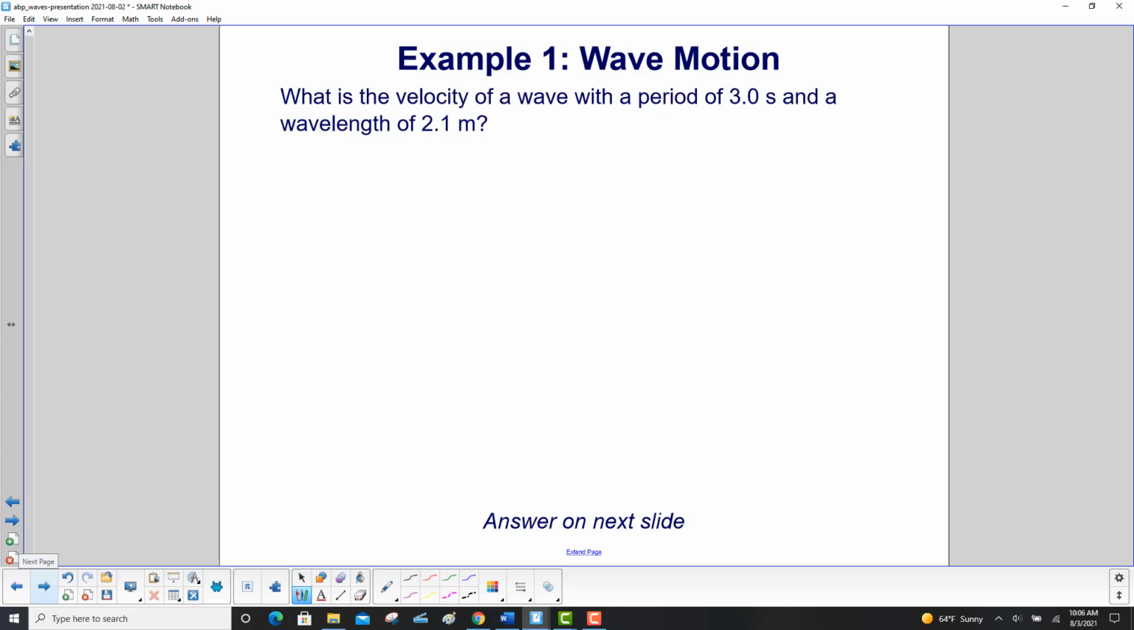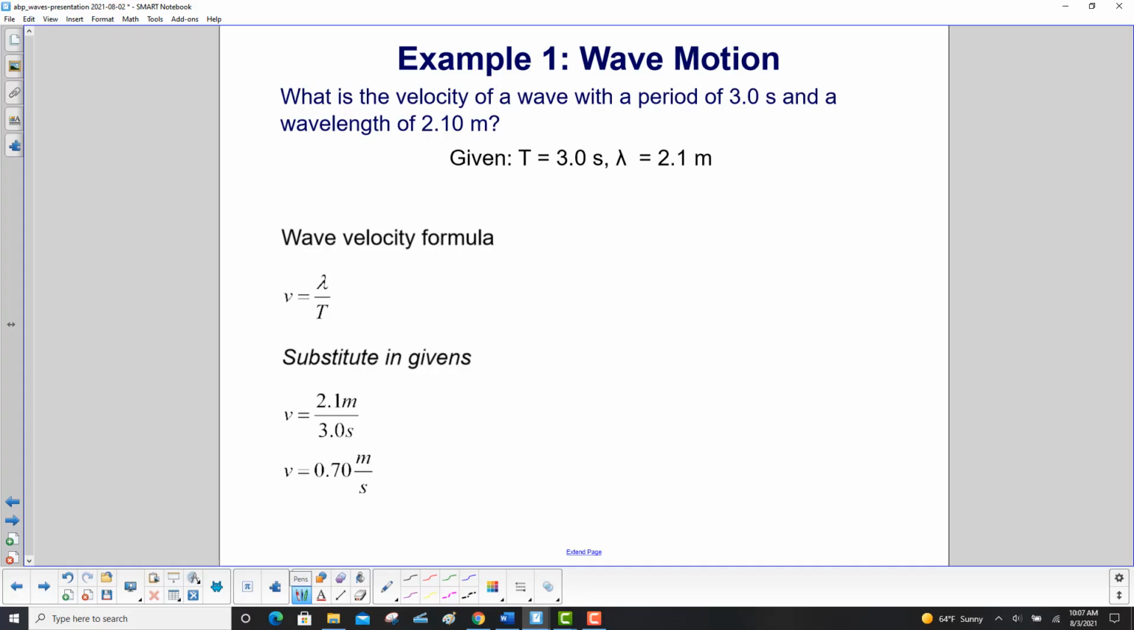What is the velocity of a wave with a period of 3 seconds and a wavelength of 2.1 meters? We write down our givens, the period and the wavelength. We use the wave velocity formula, which is lambda over period, and substitute in the givens, and we get the velocity is 0.70 meters per second.